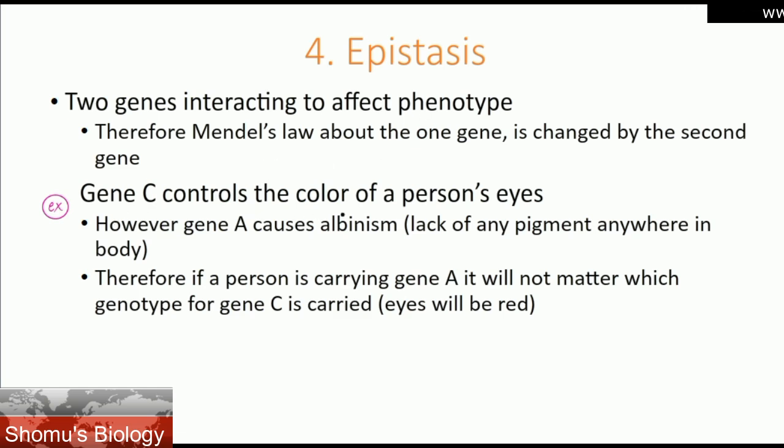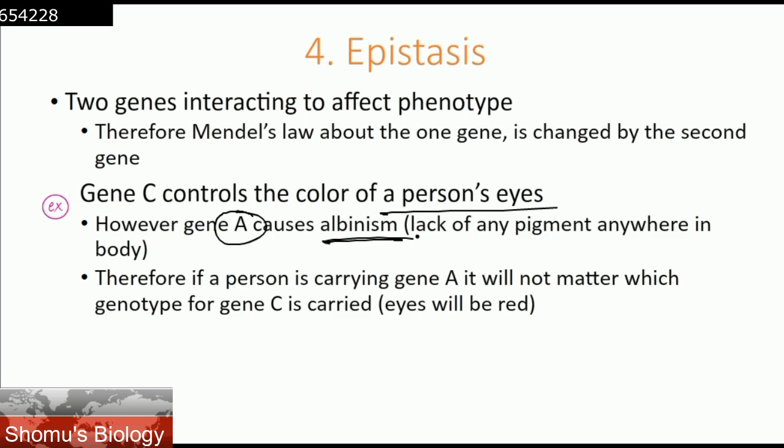For example, gene C controls the color of a person's eye. However, gene A causes albinism, which means lack of any pigment anywhere in the body. So when capital A is present in your body, it does not matter whether you have capital C or any other color. If a person carries capital A, it does not matter whether they have capital C or not. It will always be white due to the albinism, because in this case capital A is dominant over capital C. Got it? In this case one gene is dominant over the other gene.